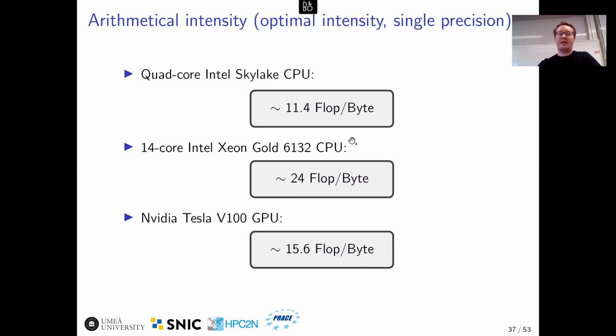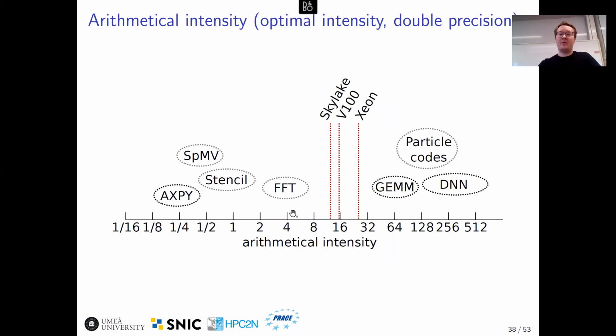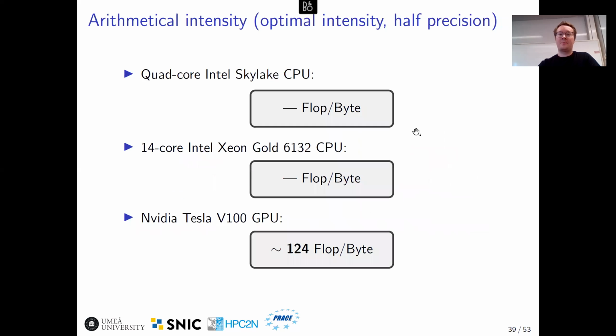And one key thing to understand is that the arithmetical intensity will be different when you're doing a different precision, because you will end up dividing with the fewer number of bytes being moved. So for single precision, we will get the number 11.4 for the desktop CPU. For the Xeon, we will get 24, and V100 we get 15.6 flops per byte. And again, everything ends up shifting to the right, because it is not only the optimal arithmetical intensity of the device that will change, it is also the arithmetical intensity of the code that's being considered.